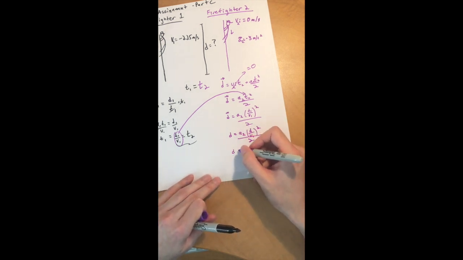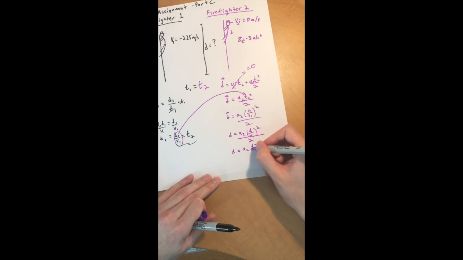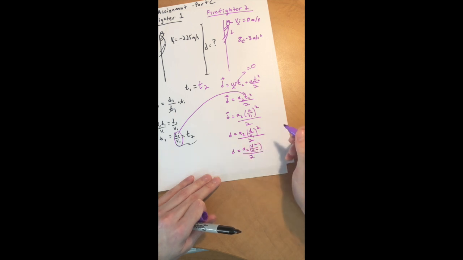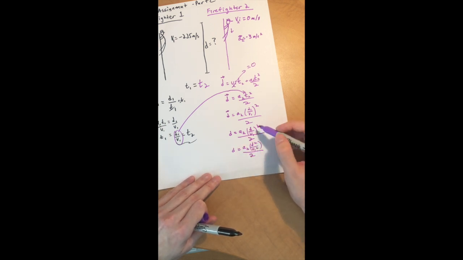We got D equals A2. D over V1 squared is going to be, they both get squared, so D squared over V1 squared all over 2. Okay, this is D squared, so I'm going to bring D over here so we end up canceling that too. But first, let's just kind of clean this up a bit. We're going to multiply by 2 and divide by A2 to get rid of that. So times by 2 to cancel that out, and then divide by A2 to get that out.